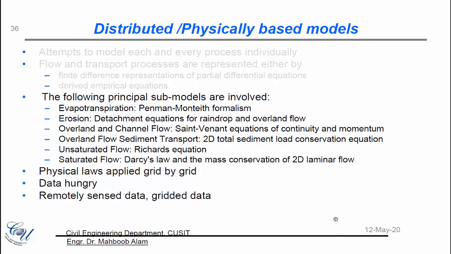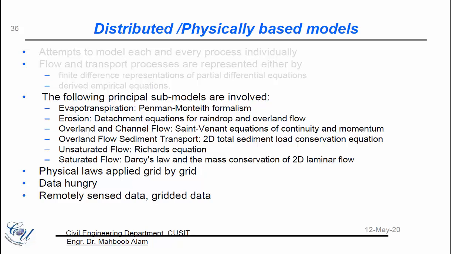As I said earlier, these models are very data hungry, and by data hungry we mean that they require a lot of data. So for each and every location, let's say, what is the porosity, what is the area like, what is the precipitation there, what is the temperature there. So a lot of data would be required, and if that data is not available from ground stations, then we'll try to provide the data from remotely sensed data, which means radars or satellites and those kinds of things.